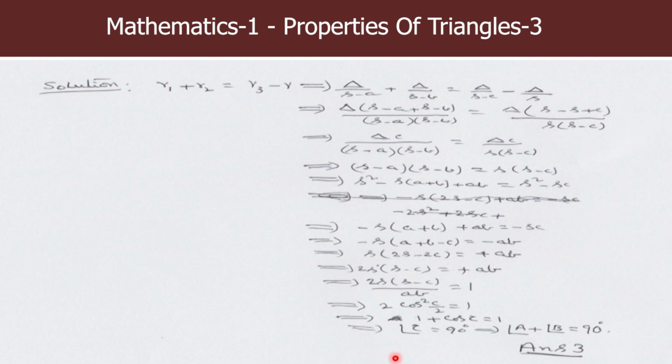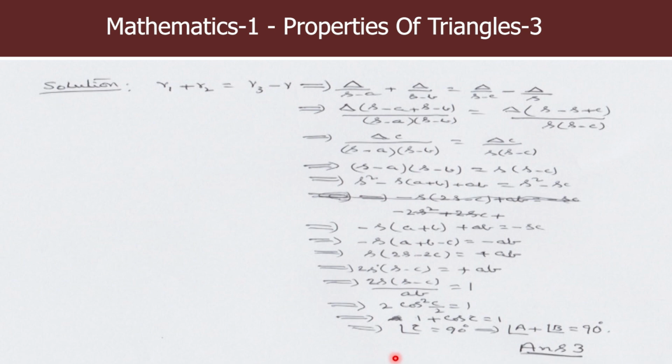But minus S into (A plus B), you can write as A plus B minus C plus 2C, you can write it as A plus B plus C minus 2C. That indicates that S into (2S minus 2C) is equal to AB. And 2S into (S minus C) is equal to AB. So it indicates that 2S into (S minus C) by AB is equal to 1.